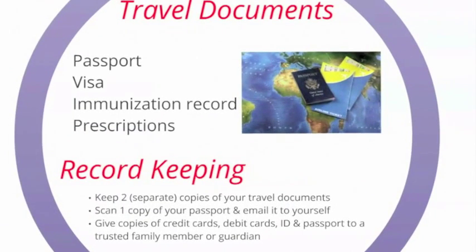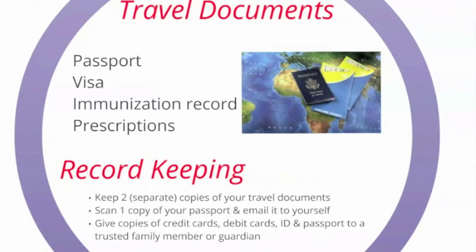Next, we'll talk about travel documents and record keeping. Your first and most important travel document is obviously your passport, but make sure that it's valid for 6 months after you return from the countries you're going to be visiting. If you need a visa, make sure you have access to that as well. We'll talk more about visas later.